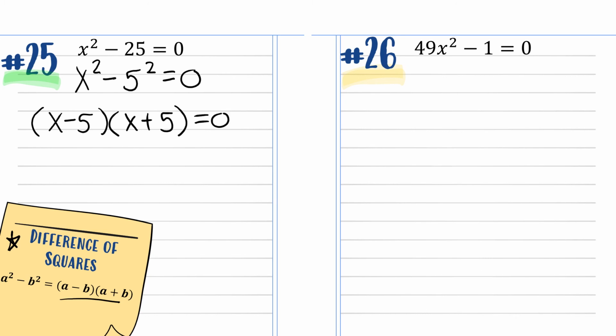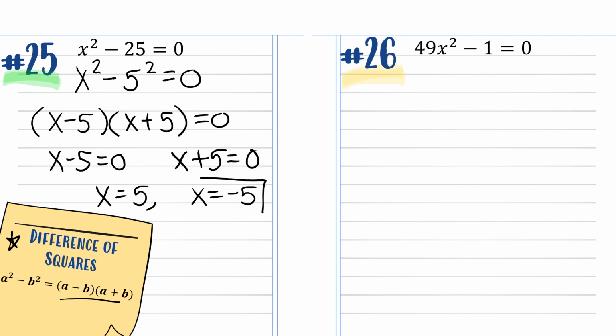Now that the factoring is done, we can use zero product property and set each one equal to 0. Going ahead and solving, we get x equals 5 and x equals -5. Notice these are the same answers we would get if we solved using square roots, but we just want to take note that the directions were to solve by factoring so we can practice this difference of squares skill.